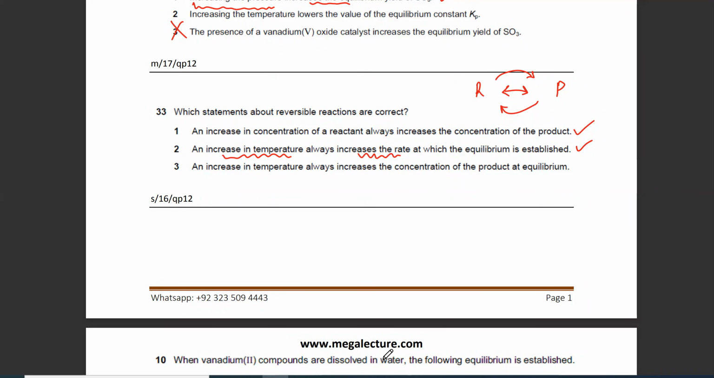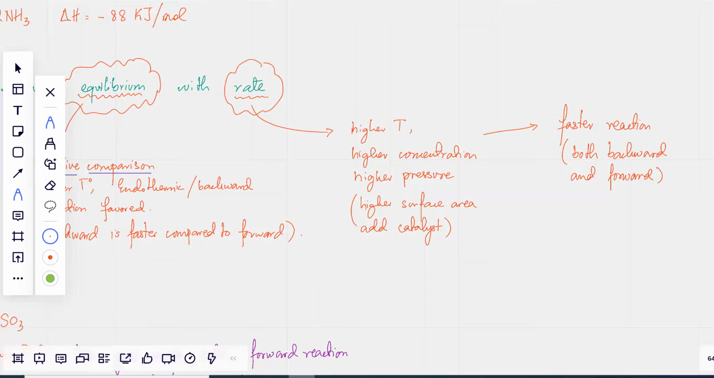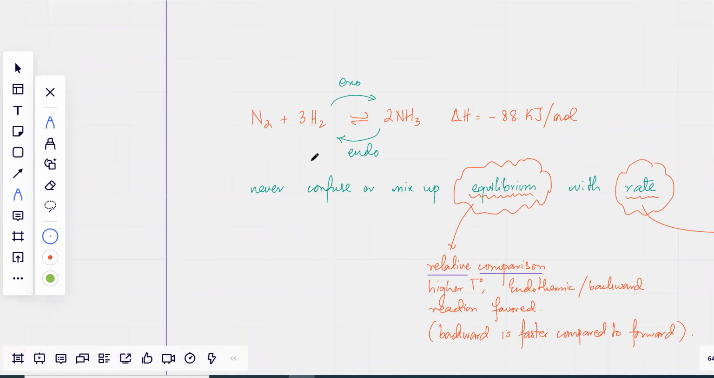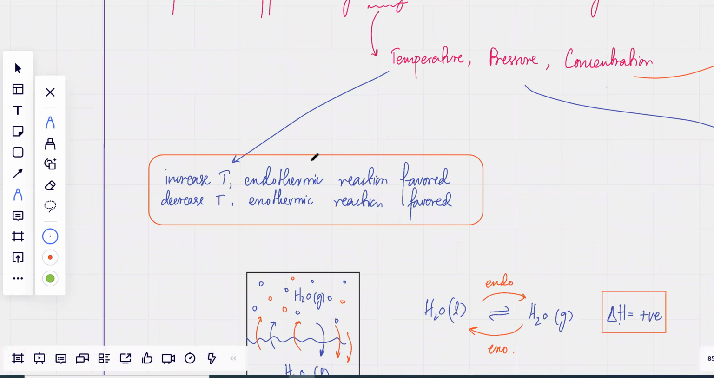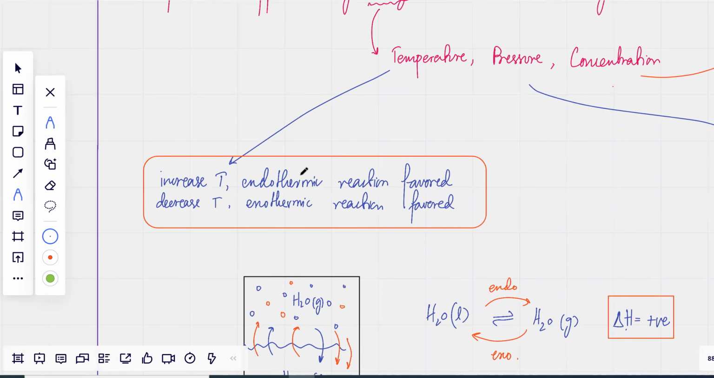If you increase temperature, what's the rule? Whenever you increase temperature, which reaction is favored? The endothermic reaction is favored.